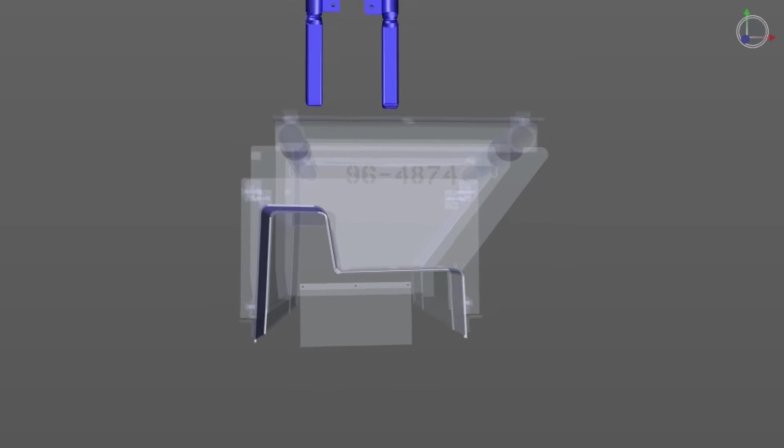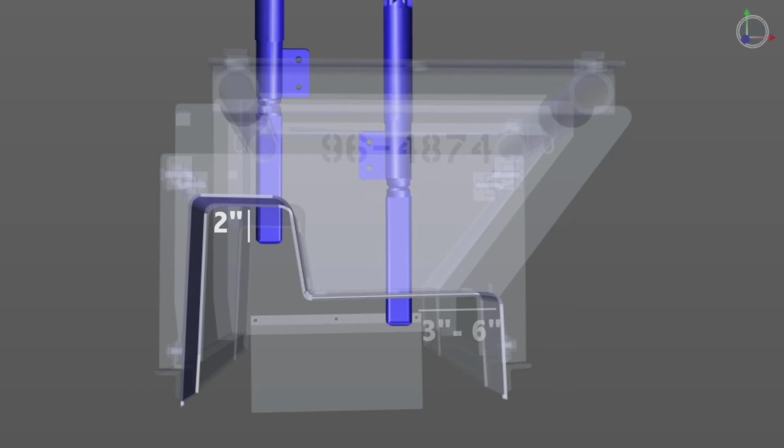Curb and gutter is our first application. Install one vibrator in the head of the curb. A second vibrator is placed 3 to 6 inches from the toe of the mold. If the mold is more than 30 inches wide, add a third vibrator spaced midway between the two existing vibrators.